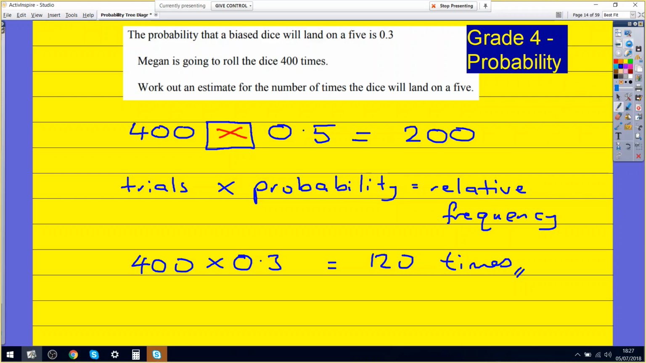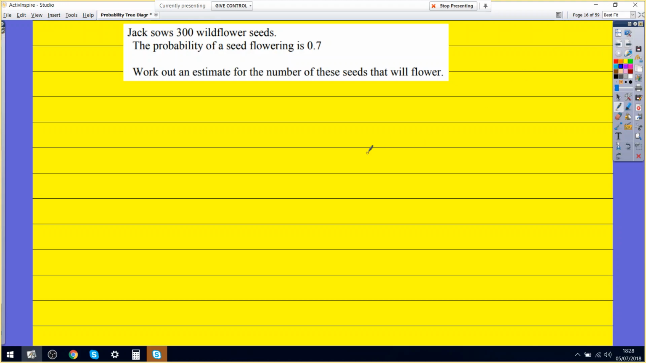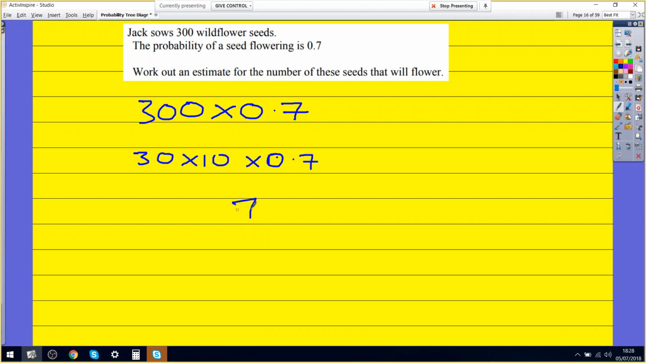Now try doing it without a calculator. Let's try this one, non-calculator. How do you do it? So that'd be 300 times 0.7. And can you do that without a calculator? No. So what might help is 300 is the same as 30 times 10. What is 10 times 0.7? 7. Yeah, and so it's 7 times 30.